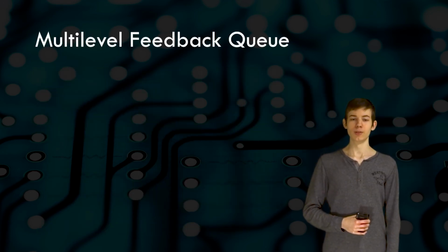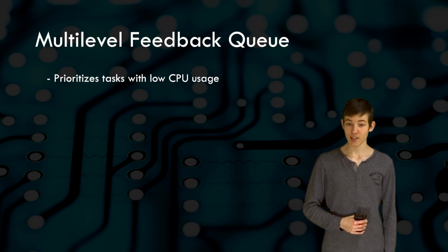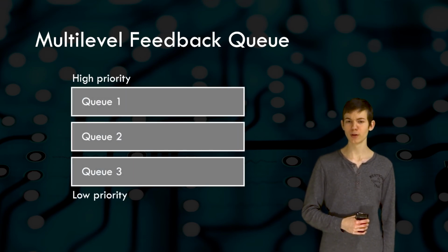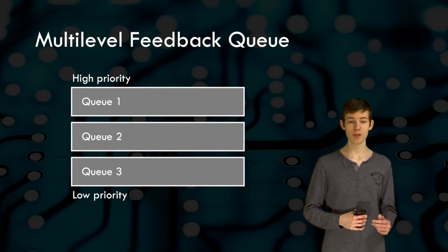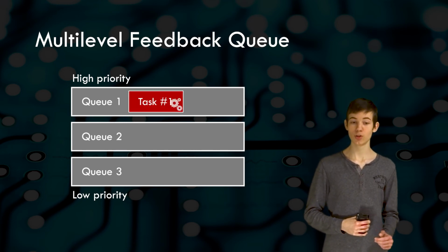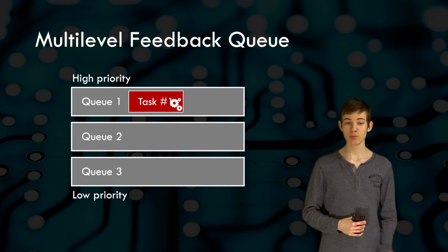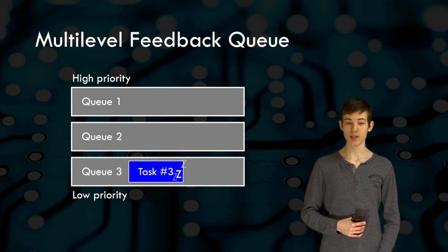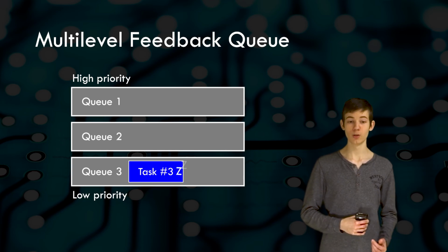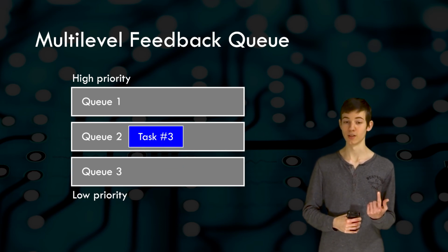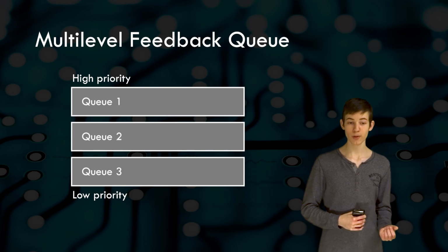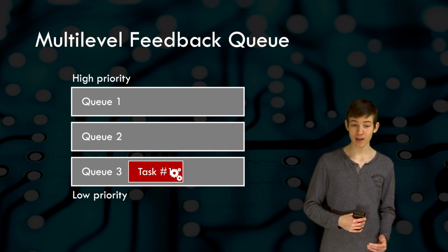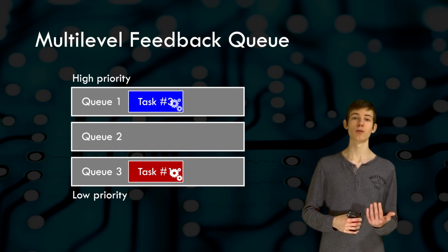Multi-level feedback queue, on the other hand, prioritizes tasks with low CPU usage and divides tasks into differently prioritized queues based on their CPU demand. If a task consumes too much CPU time, it's moved to a lower priority queue. Similarly, a task that waits too long in a lower priority queue can be moved to a higher priority queue, which results in long processes being automatically moved to lower priority queues while interactive processes remain in higher priority queues.